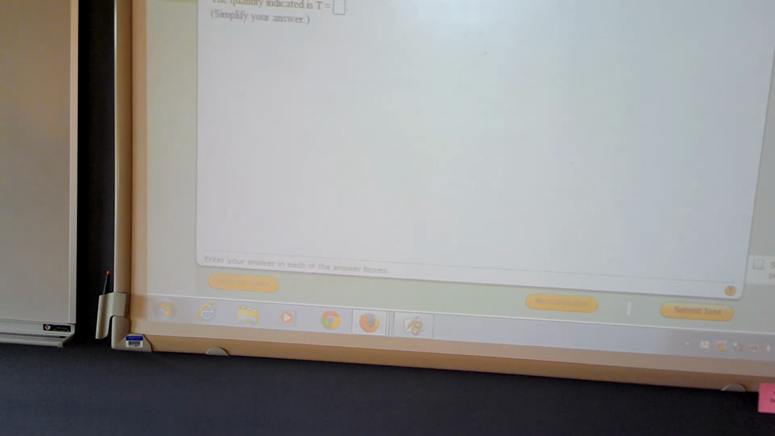Next, variation. T varies directly as the square of D, meaning T is equal to K times D squared over F. Plug and chug, solve. Multiply both sides by what? The common denominator, which is 24. We clear the fraction, solve.